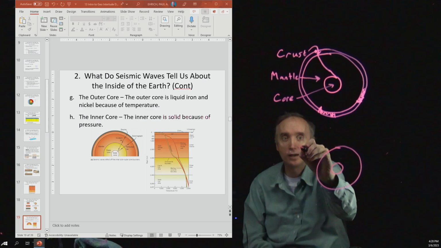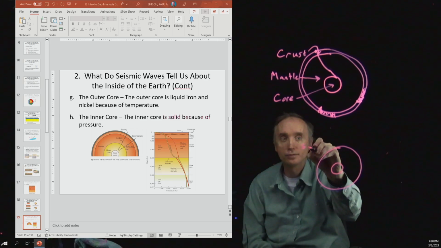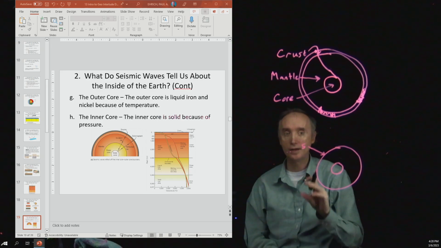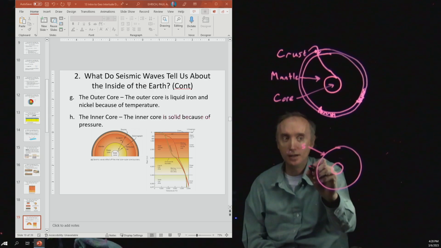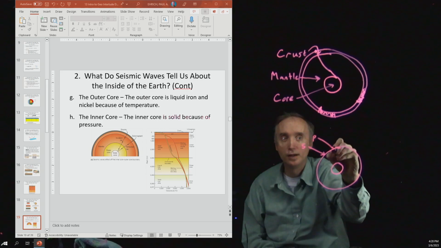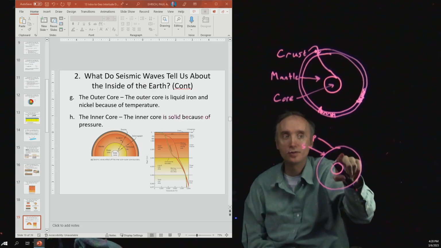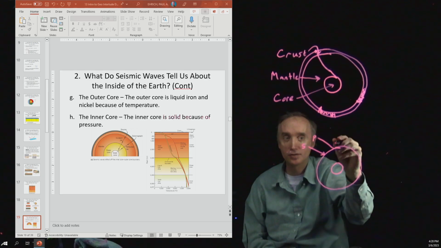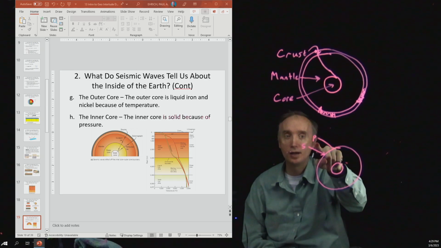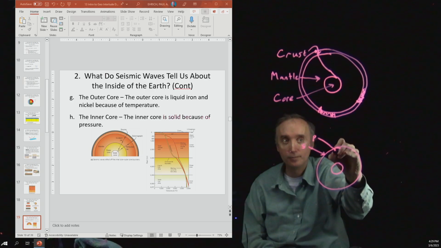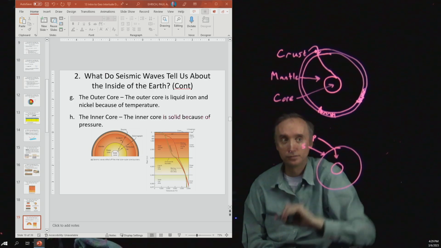Now the S waves were stopped. So an S earthquake wave is going to be stopped by the outer core. But the P wave is not. So a P wave could come in, and when it gets into this liquid, it's going to change direction because it's slowing down, because P waves travel slower in liquids than they do in solids. So that means it's going to, let's say, bend in this direction.